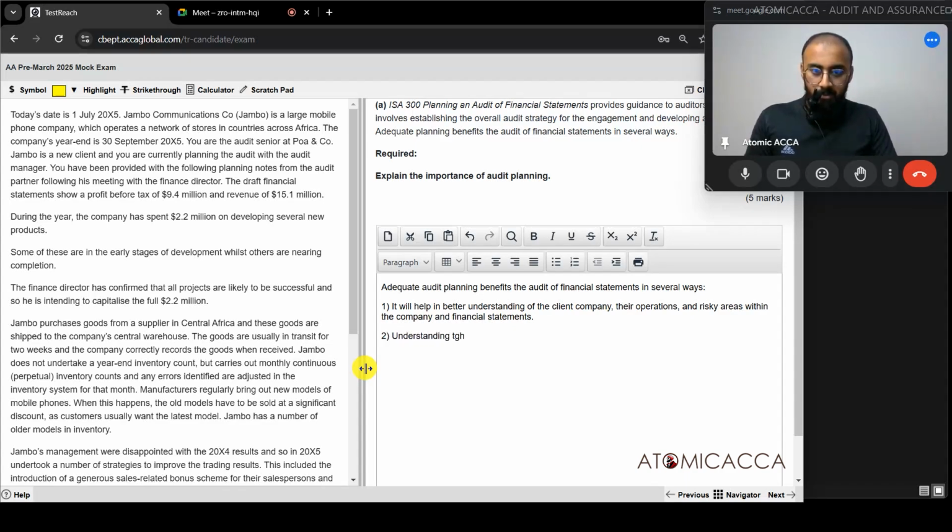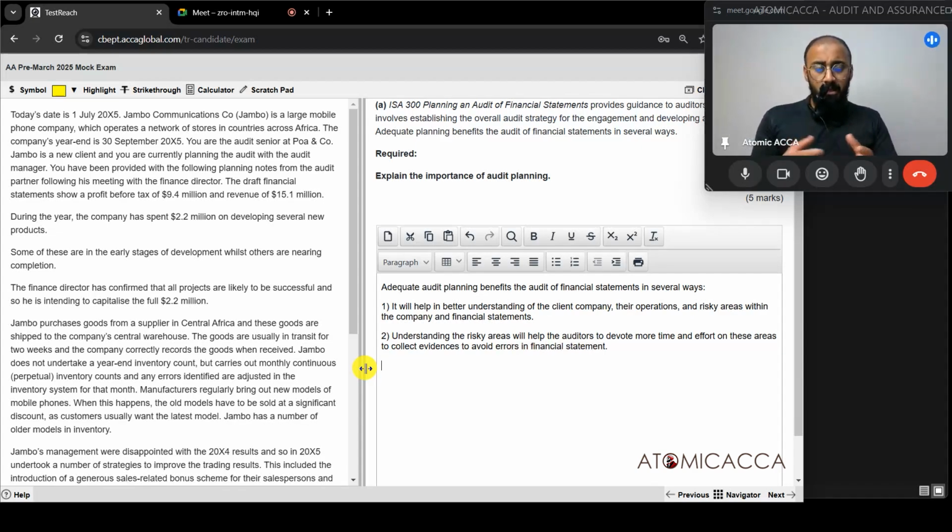Understanding the risky areas will help the auditors to devote more time and effort on these areas to collect evidence, to avoid errors in financial statements. What else did we tell? If we understand the client and their operations properly, we'll get an idea about who we have to take there.